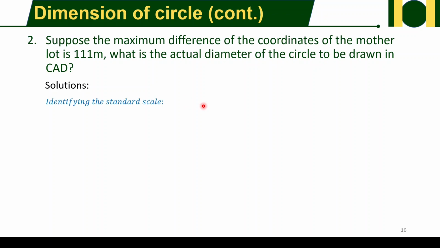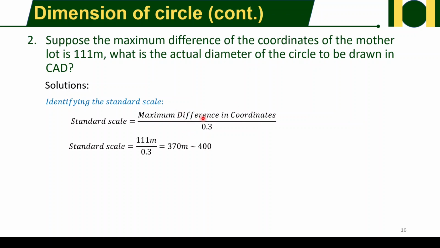So identify the standard scale first, because this is necessary in computing the actual diameter of the circle. Standard scale is equal to maximum difference in coordinates over 0.3. Substituting, you have 370. The next higher number of 370 is 400, based on the table in our manual. Therefore, the scale is 1:400.